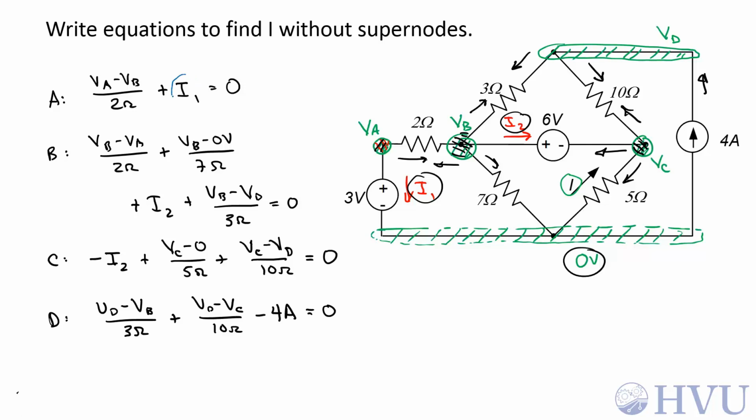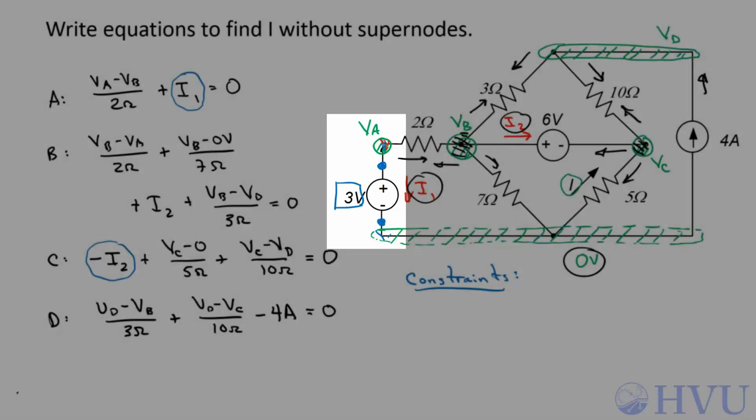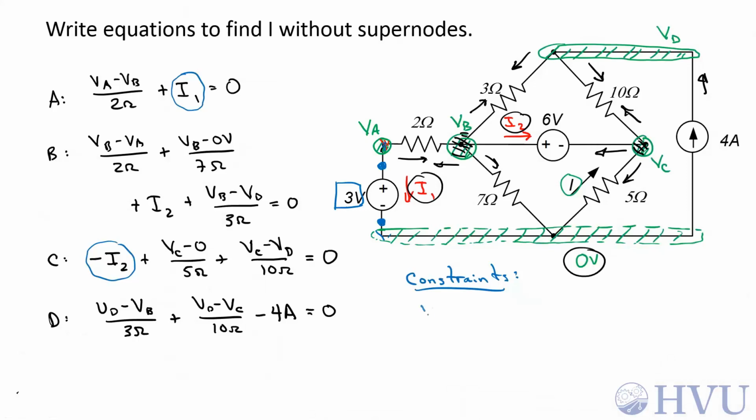Now we have 4 equations, but we have 6 unknowns. We've introduced these 2 variables, I1 and I2. We need to write 2 additional equations there. Those are called constraint equations. The constraints are induced by the voltage sources. So for this 3 volt source, we know that the voltage at this terminal is 3 volts higher than the voltage at this terminal. That means that VA is 3 volts higher than 0, so VA equals 3 volts.